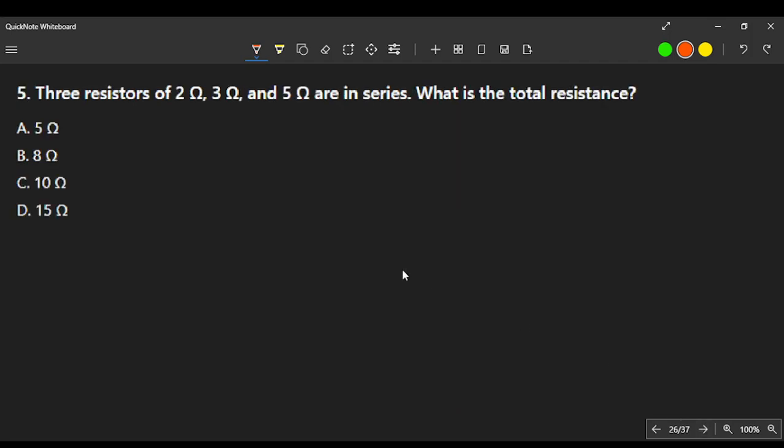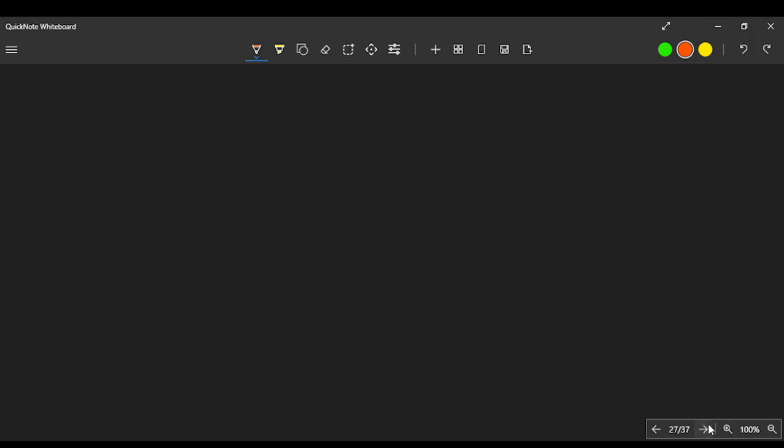So 3 resistors of 2 ohms, 3 ohms, and 5 ohms are connected in series. So what is the total resistance? Even if we do not calculate, we just add these three. So 2 plus 3 plus 5. So that will be 10 ohms.